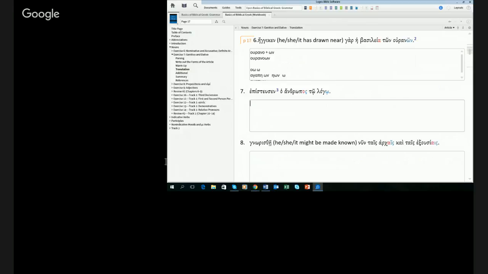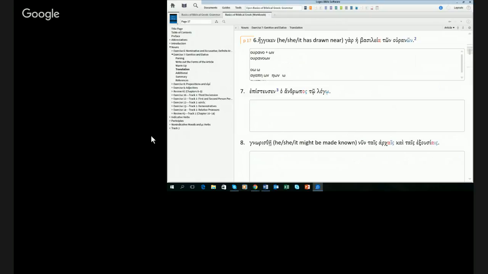Epistusen, he, she, or it believed. Ho anthropos, ho, nominative masculine singular, second declension form, NMS case ending. So the man, which is nominative and therefore the subject. So the man believed. To logo. Now, we can see the iota subscript. You know for certain you're looking at a dative singular. If you know logos is masculine, you're looking at a dative masculine singular. And we can see the case ending, the noun agrees with the article, which is the same.